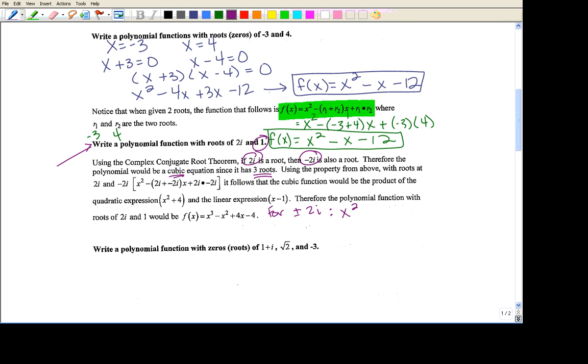So we'd have x squared, and then it has minus, you add the two roots together, so 2i plus a -2i, and that'll be times x, and then plus the roots multiplied, so 2i times negative 2i. Simplify this, we'll have x squared, 2i plus a negative 2i just equals 0, so that whole middle term goes away. But last we'll have plus a 2 times negative 2 is negative 4, and then i times i is i squared.